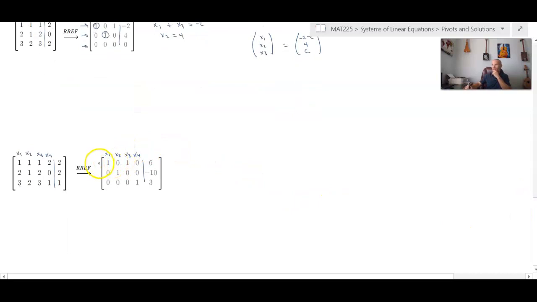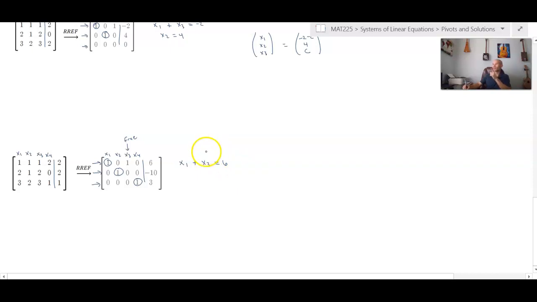Okay, so row 1 has a row pivot in the x1 column. Row 2 has a row pivot in the x2 column. And row 3 has a pivot in the x4 column. Run out of rows. There can only be 3 row pivots. And there are 4 variables, which means, hey, you know what? x3 is a free variable. Let's again write out these equations. First one says 1x1 plus 0x2 plus 1x3 plus 0x4 equals 6.